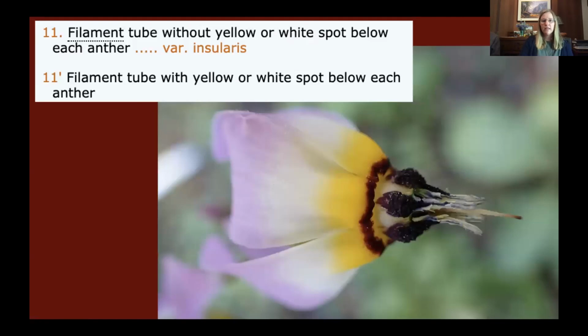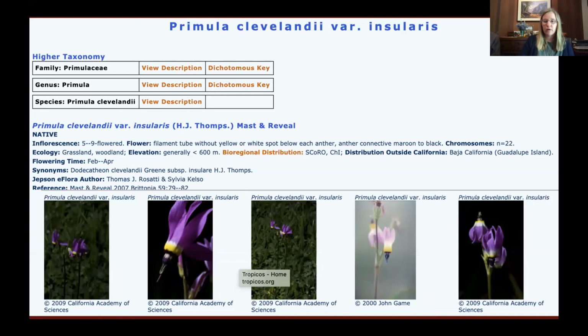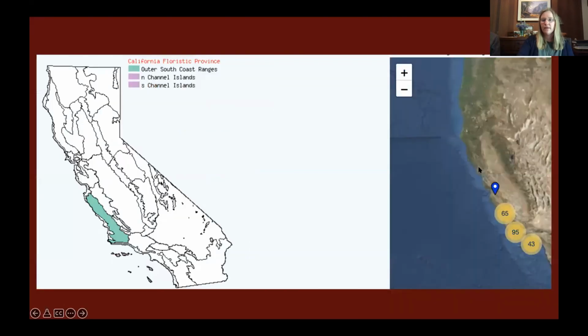Filament tube without yellow or white spot below each anther would be variety insularis, or filament tube with yellow or white spot below each anther. So again, the anther is right here, and right below that, we have a big dark maroon anther connective with no spot. So that would bring us to Primula clevelandii variety insularis. Again, a good opportunity to check the photos, check out the description, and then look at the distribution. In this case, it's a Channel Island plant, occurring in the Channel Islands and the adjacent coast nearby.